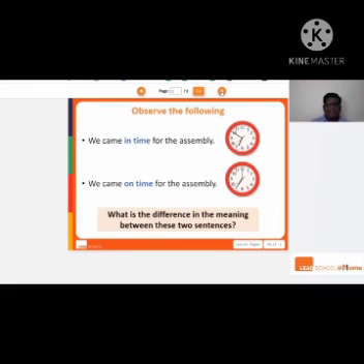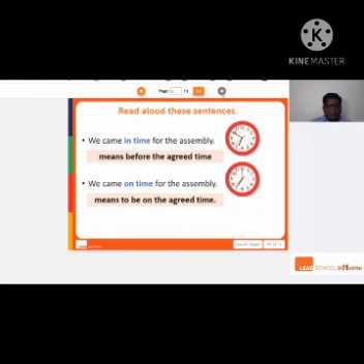Okay, now let's see what is the difference. In the first sentence, it is used as in time. In the second sentence, it is used as on time. Okay, what is the difference between in time and on time? It means that we came in time.